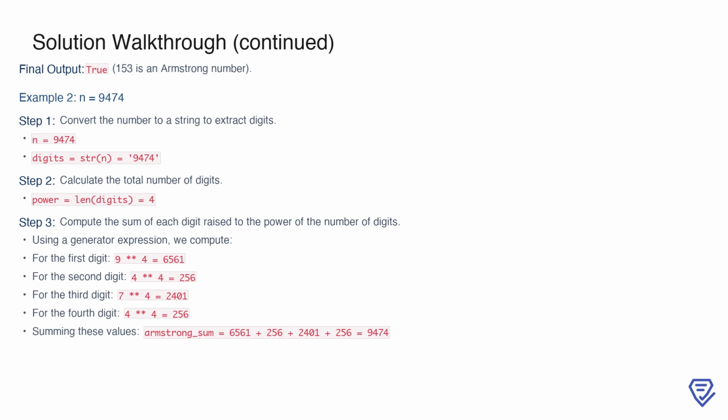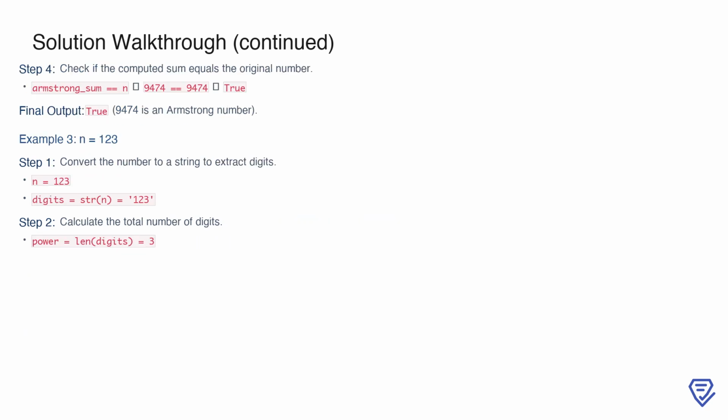For the first digit, 9, we calculate 9^4 equals 6561. For the second digit, 4, it's 4^4 equals 256. For the third digit, 7, we get 7^4 equals 2401. Finally, for the fourth digit, 4, we calculate 4^4 equals 256. Adding these results gives us Armstrong_sum equals 6561 plus 256 plus 2401 plus 256, which equals 9474. Now that we have the computed sum, we check if it equals the original number.